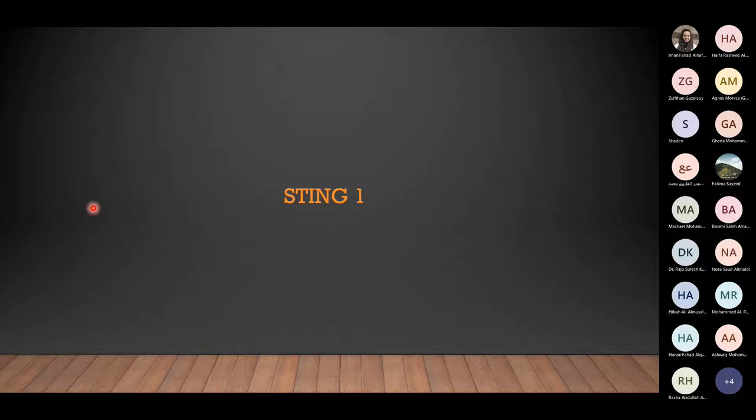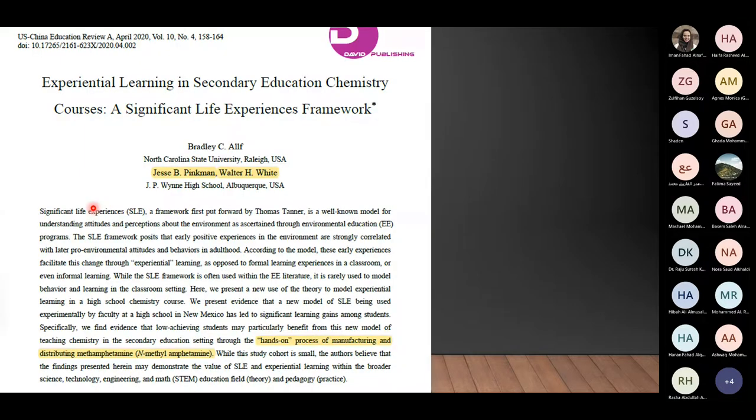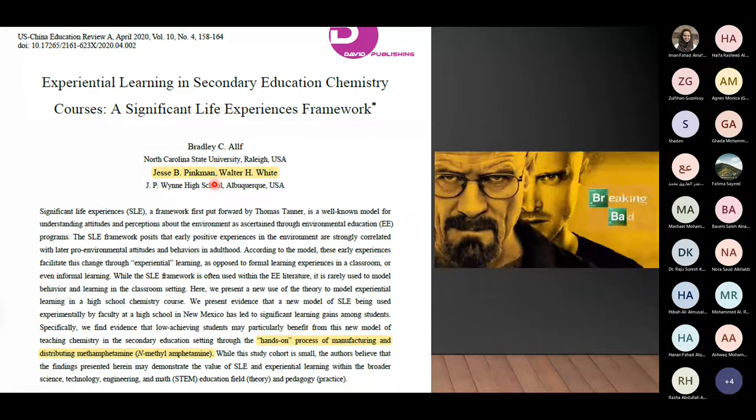So let's look at some stings. Sting one. This is an actual paper published in a journal called the US-China Education Review A. It was in 2020, like, you know, a year ago. Title is Experiential Learning in Secondary Education Chemistry Courses, a Significant Life Experiences Framework, authored by Bradley Alf and Jesse Pinkman and Walter White. You may notice something strange here because these are actually two characters in a TV show called Breaking Bad, and this is a spoof paper.